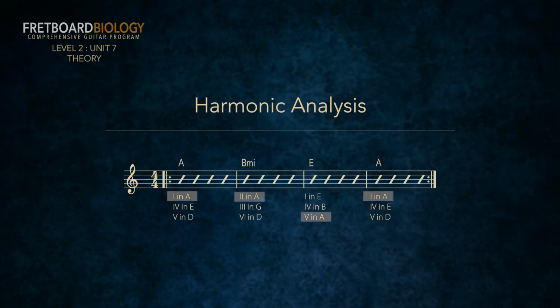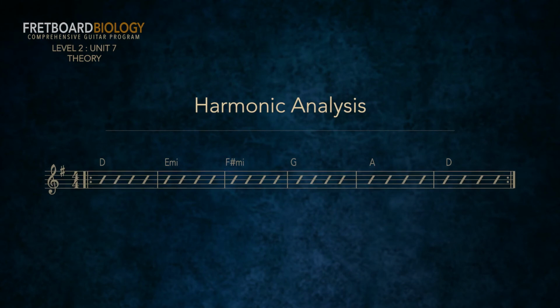Yes, it's A. So what do we have here? We have a 1 major, 2 minor, 5 major, 1 major. And what families do they belong to? The A, the 1 chord, is a tonic chord. The B minor, the 2 chord, is part of the subdominant family. And the E major is from the dominant family. And of course, it ends on the tonic A.